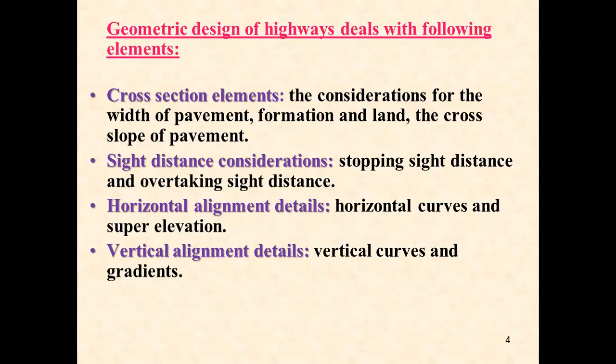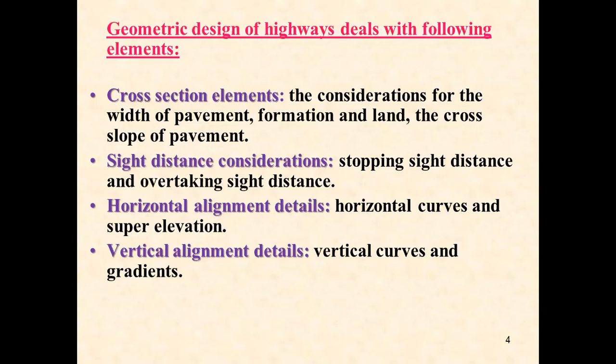The gradient is the slope provided to the roadway or the highway in mountainous terrain and hilly terrain. We provide the gradient to reduce the cost of construction. If we do not provide the gradient, then more earthwork has to be done, excavating the hill or the mountain. It will lead to a high construction cost. So the construction cost has to be minimized. That is why we design the gradient in the hilly or mountainous areas.